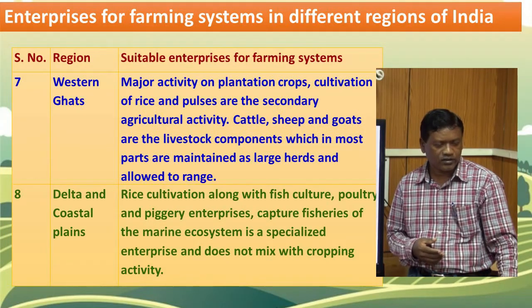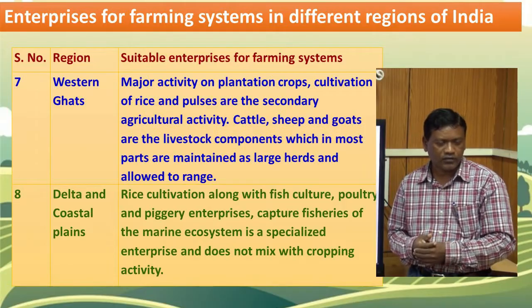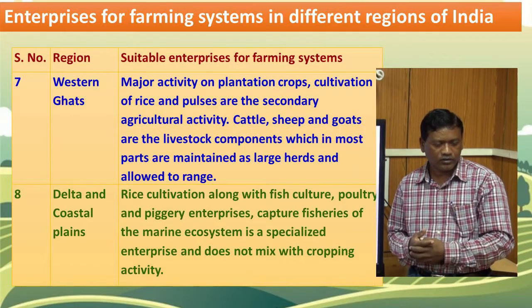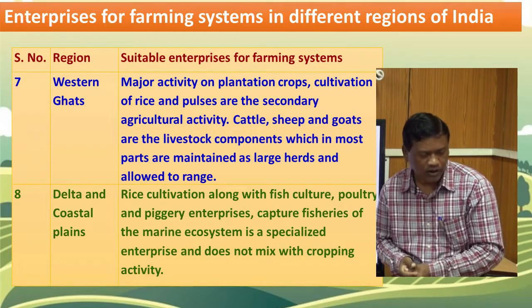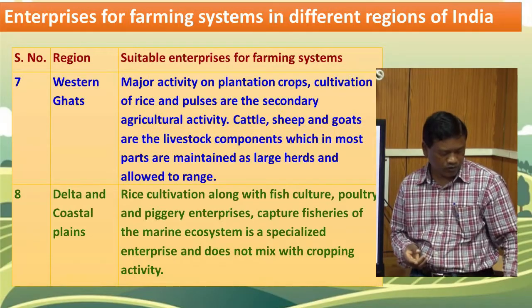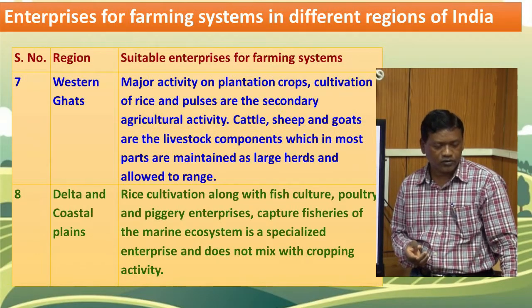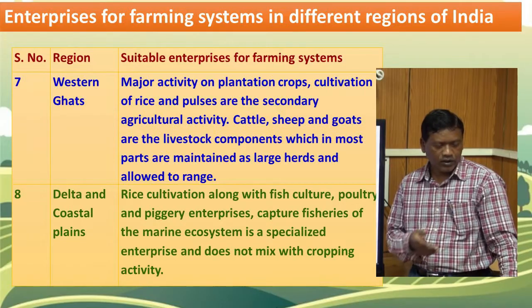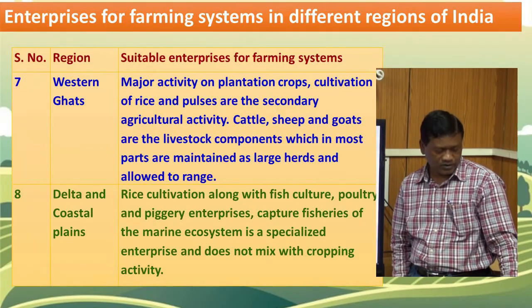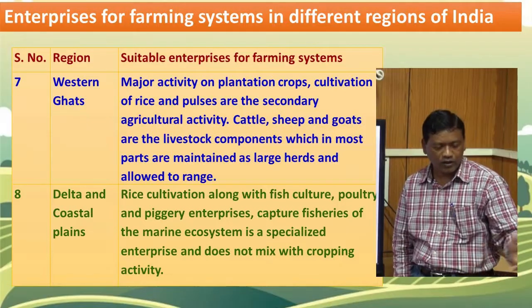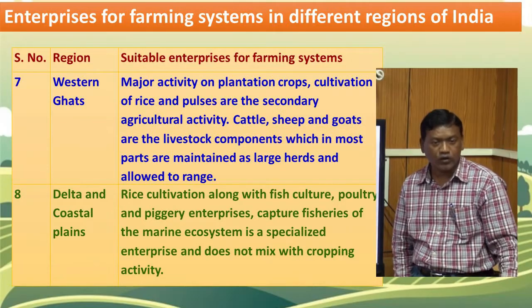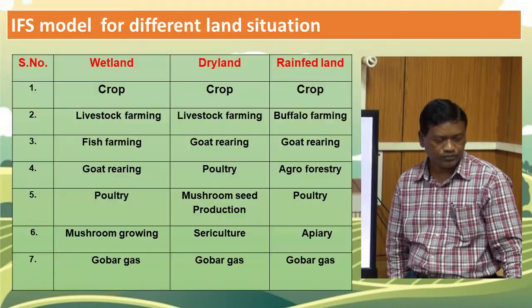This is the Western Ghats area. You can see the major difference in the plantation crops and the livestock. You can incorporate cattle, sheep, goats, and different types of components on the livestock side. In the delta and coastal plains, rice cultivation is very important. Fish culture is there. In these coastal areas, fish cultivation is very important because there is no scarcity of water. So you can incorporate fish cultivation in these areas along with your crops.